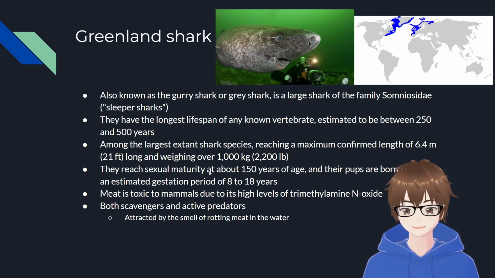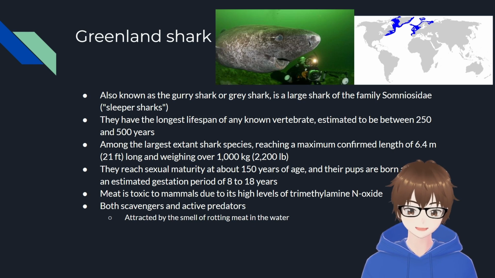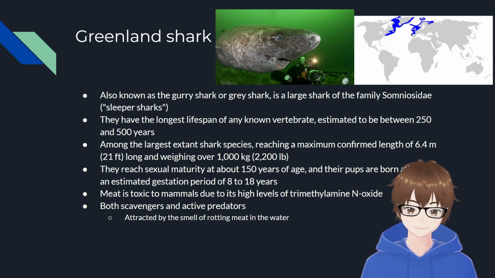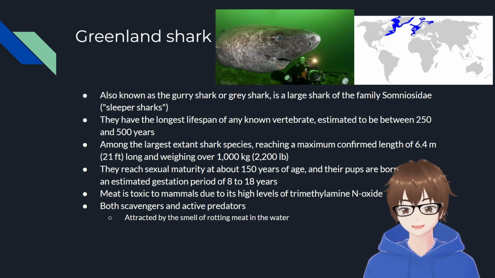They reach sexual maturity around 150 years of age, and their pups are born alive after an estimated gestation period of 8 to 18 years. So they live to 250 to 500 years, but they can't even reach sexual maturity. They don't become an actual fully grown adult until 150 years of age. Then, whenever they want to have babies, they have to gestate for 8 to 18 years. That is insane.